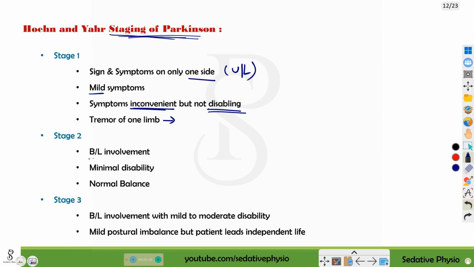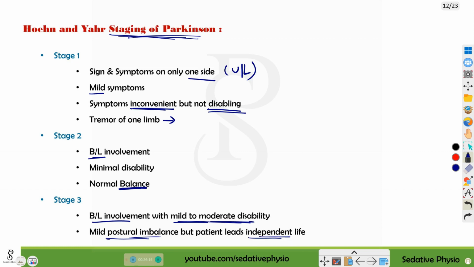From stage 2 it is bilateral involvement. Bilateral involvement is seen in stages 2, 3, 4 and 5. Okay, so here there will be minimal disability and the balance will be normal. The posture will not be affected at such a high level. Okay, now after stage 2 we have stage 3. Again bilateral involvement with mild to moderate disability. From stage 3 the disability will start to progress more. There will be mild to moderate disability in stage 3 of Parkinson, and mild postural imbalance is also present in stage 3, but the patient manages to lead an independent life.